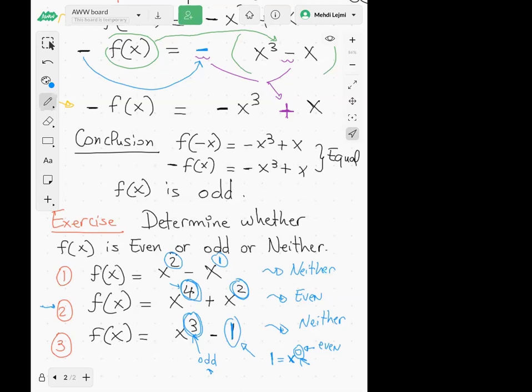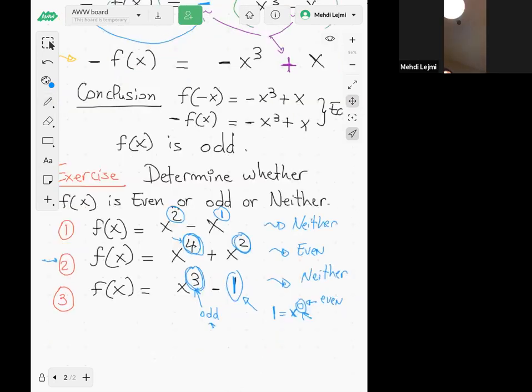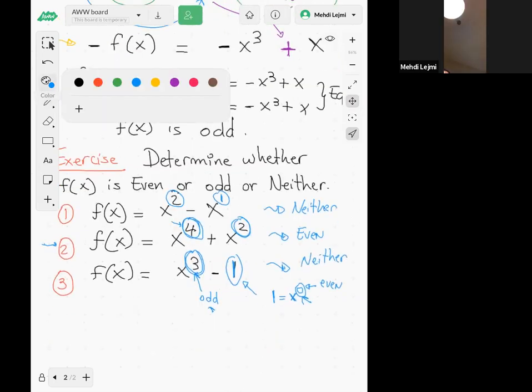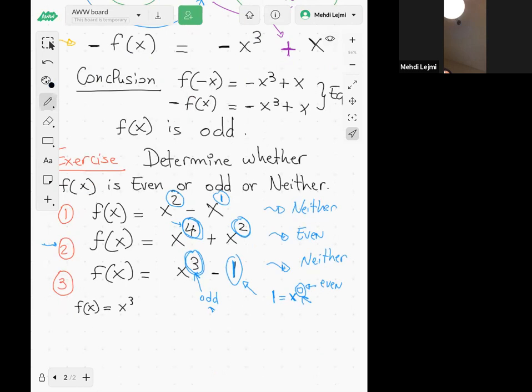For number 3, what I'm saying is, you have x cubed minus 1, but you can write the 1 as x to the power 0. So here we have odd and even powers. Okay, so then it's neither.